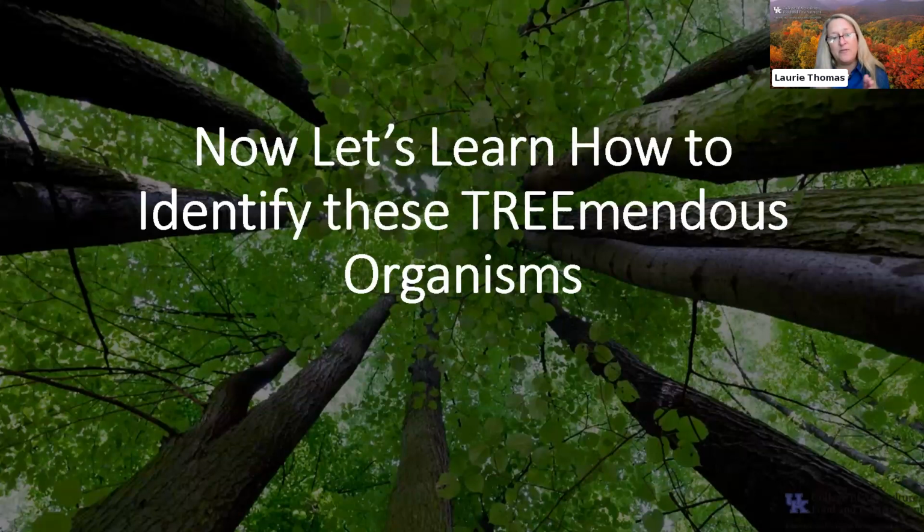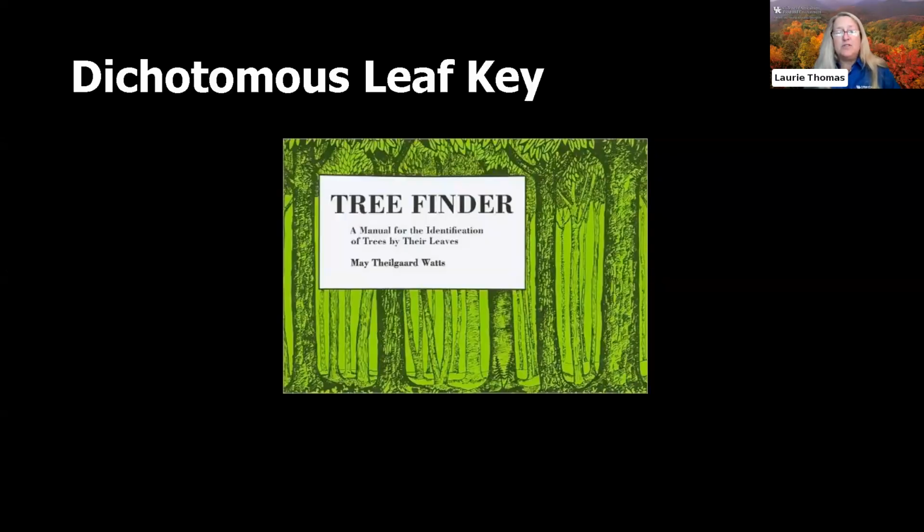Okay, so that was our little bit of background. Now let's learn how to identify these tremendous organisms. Today we're going to focus on using a dichotomous leaf key, and we're actually going to use this little guy right here. It's called a tree finder, and it's a manual for the identification of trees by their leaves. It was a little pocket tree finder put together in the early 1960s, and it is still extremely relevant today. Very economical at about $5 a pop, it fits in your back pocket or a shirt pocket, so it's easy to carry out in the field. It includes about 70 native trees that we find east of the Mississippi, so it's appropriate for us to use. It is a tree finder, but it's using the leaves.